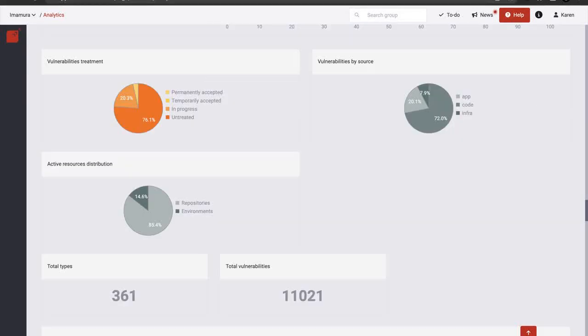Moving on, you find a pie chart showing the proportions of open vulnerabilities according to the treatment they have received at the time. Next, there's a chart with the proportions of vulnerabilities by source of detection: applications, infrastructure, or source code. Another one shows you how much of your target of evaluation is distributed in repositories and how much in environments. Then, there are the numbers of total types of vulnerabilities and particular cases reported.